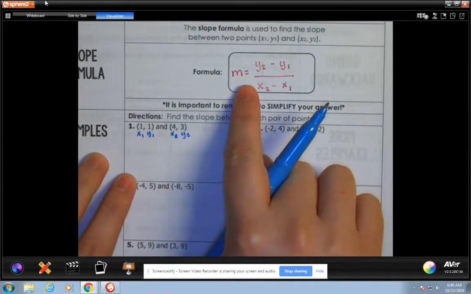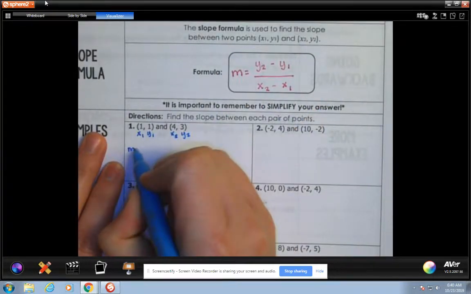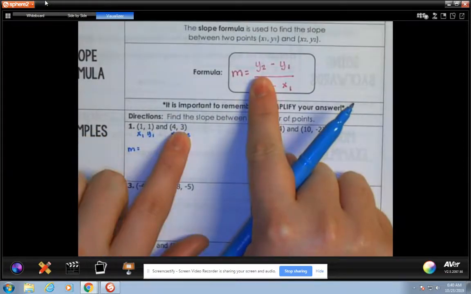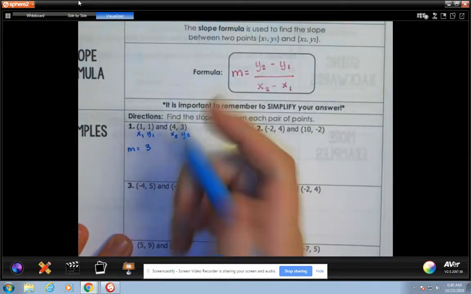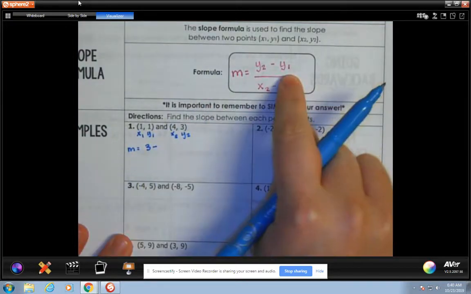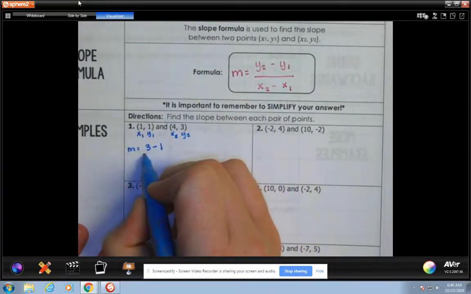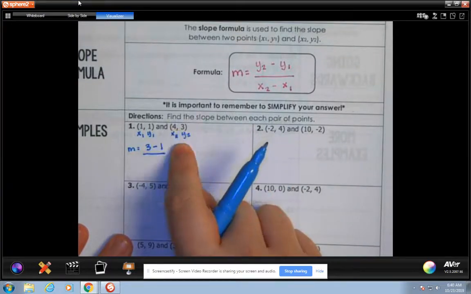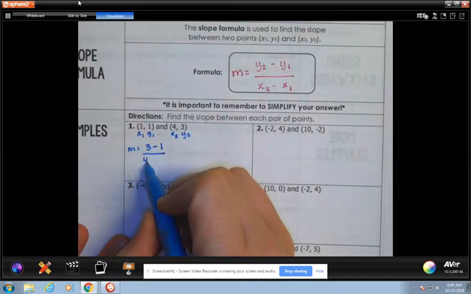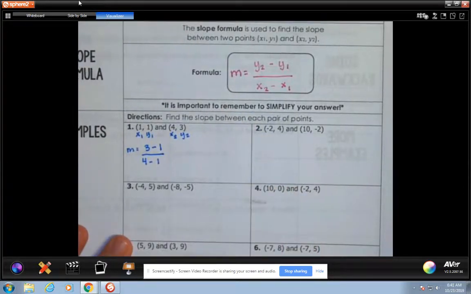So M equals, so slope equals, y2 is 3. So wherever I see a y2, I'm going to plug in a 3. Then I see a minus, so minus y1. y1 is 1. So I'm going to put a 1. All over x2 is 4. So 4 minus x1, which is 1. Okay, and then we can subtract to solve.